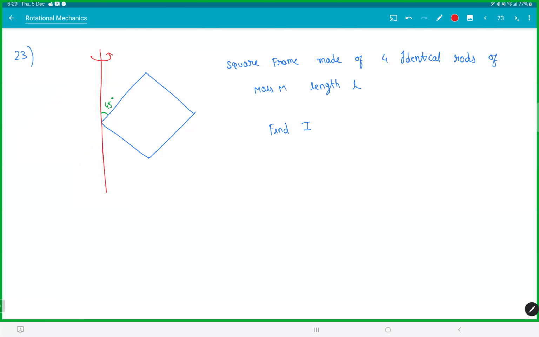So axis is in the plane and this thing is rotating about it. Find the moment of inertia of this square frame. It's not a square plate. Get this?